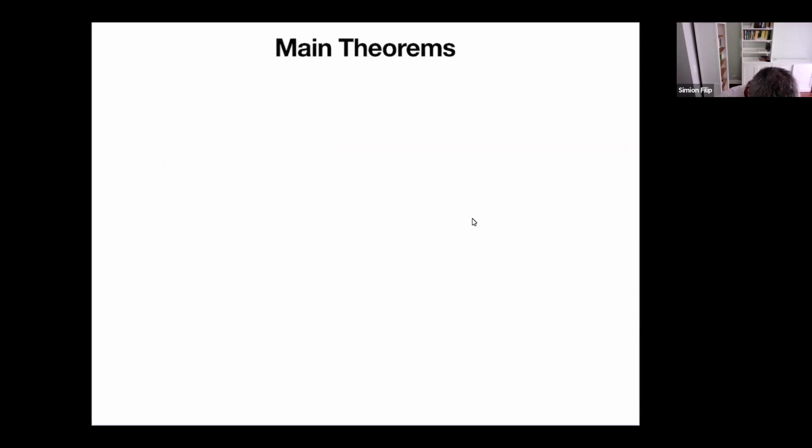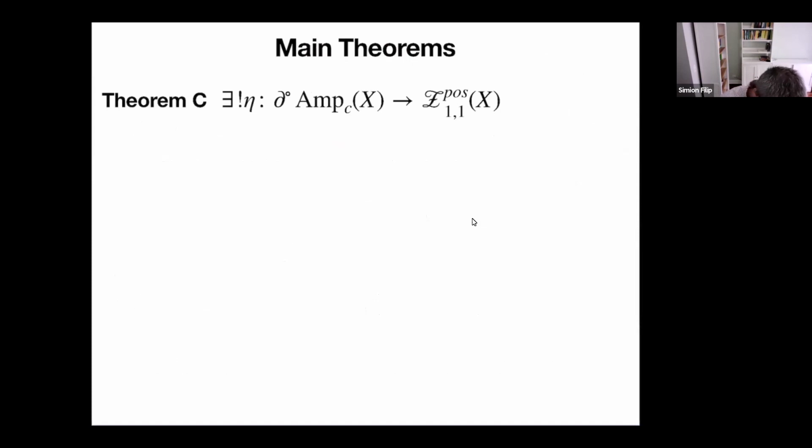So let me say now what the theorem is. The theorem is about currents, and the theorem is that there exists a unique map eta from this boundary.